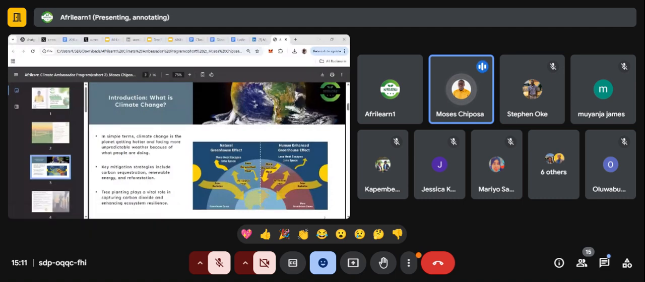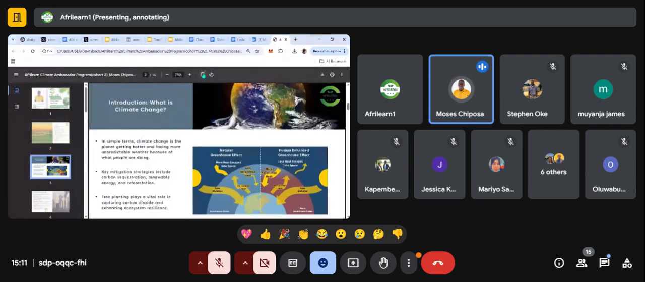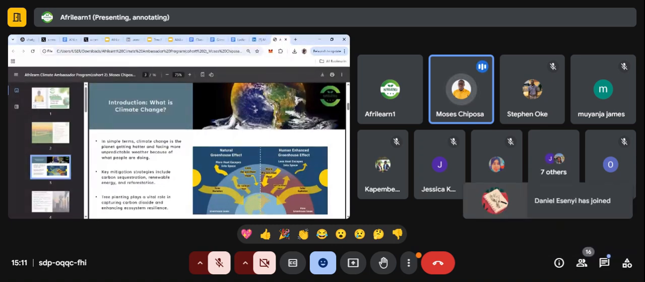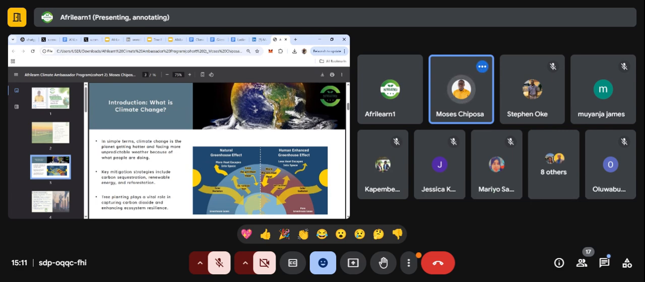Now, the key mitigation strategies include things like carbon sequestration, the use of renewable energy, and reforestation programs. The term I've used there, carbon sequestration, is the process of capturing and storing carbon dioxide from the atmosphere to reduce its impact on climate change. And there are many ways you can do that. Some of them we'll talk about as we continue with this presentation. The other way is tree planting, because tree planting also plays a vital role in capturing carbon dioxide and enhancing ecosystem resilience. We can move to the next slide.